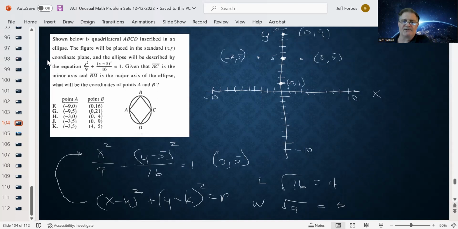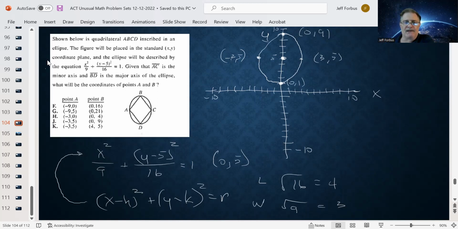Now what we can do is just kind of sketch an ellipse, connecting these points right here. This isn't going to be perfect, but it's going to give you a good idea. All right. Now, the question says, given that AC is the minor and BD is the major, what will be the coordinates of point A and B?